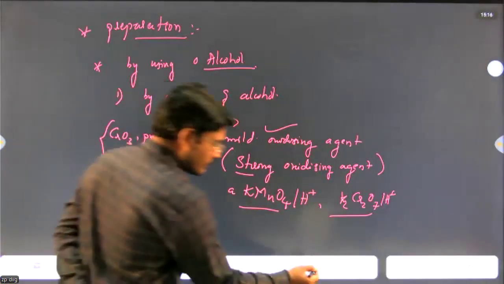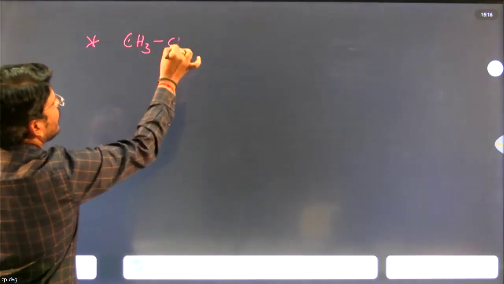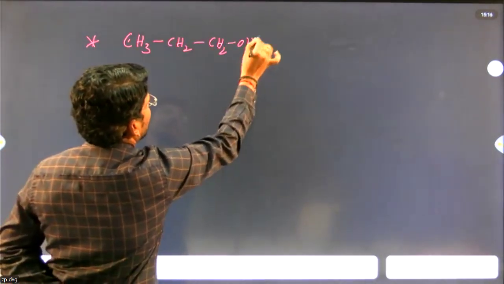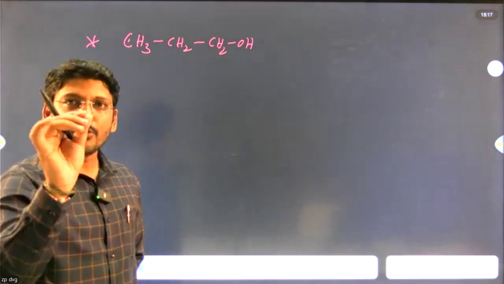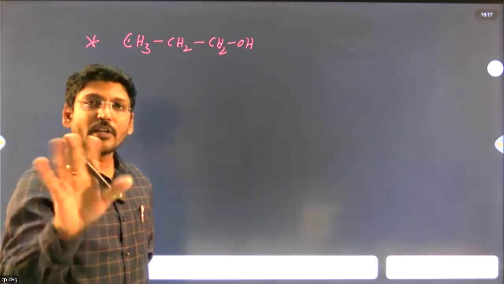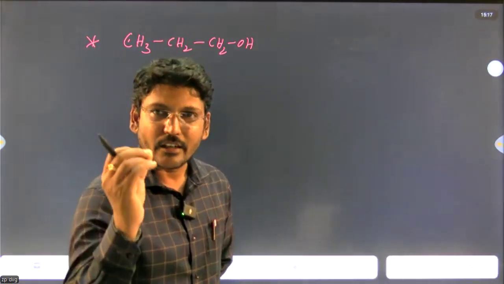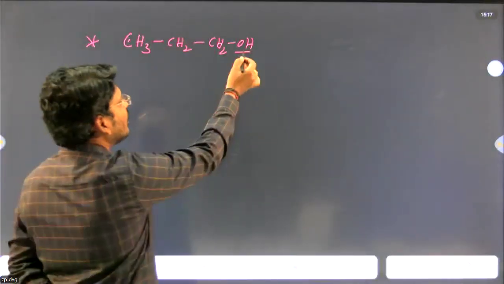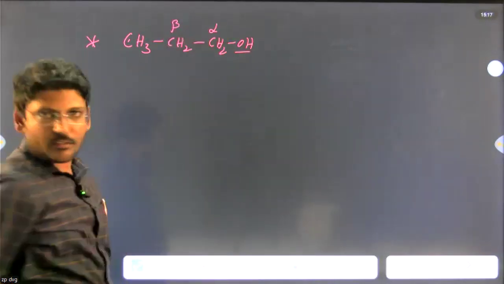By using an alcohol, we can take one simple example, CH3CH2CH2OH. You may not know, for an alcohol to undergo oxidation, it compulsorily should contain an alpha hydrogen atom. Without an alpha hydrogen atom, it never undergoes oxidation. So for oxidation, the alpha hydrogen atom must be present. If you observe now, this is a functional group. The carbon atom containing the functional group is called what? Alpha. Next to alpha is considered as what? Beta. We already know that.